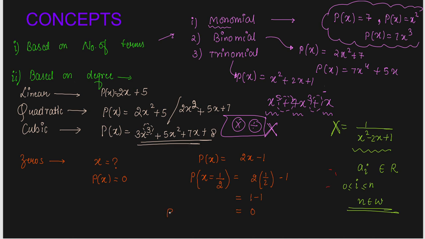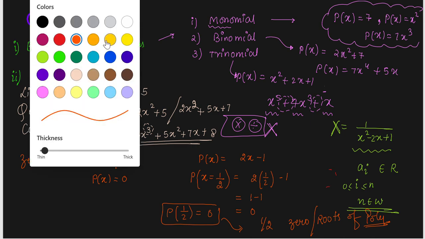So what do I say? That the polynomial value at 1 over 2 turns out to be 0. Thereby, this 1 by 2 is called a zero of the polynomial, or you can call it the root of the polynomial. Isn't it? So this is the definition of zeros. Now, what is the geometrical representation or interpretation of this concept?